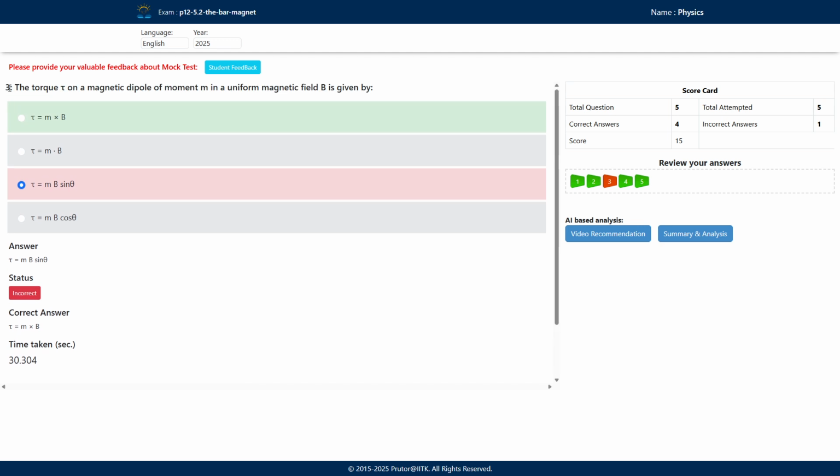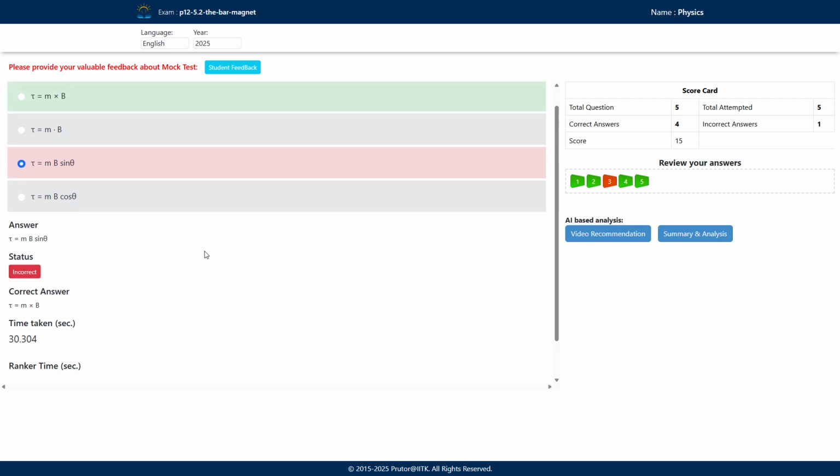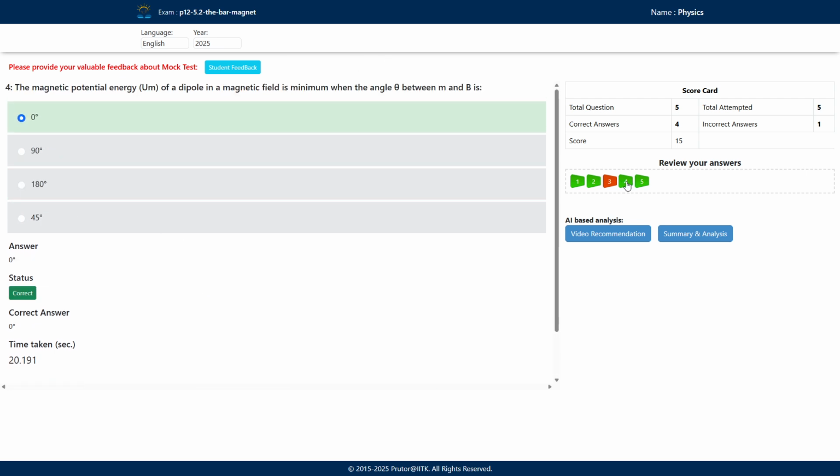Okay, it is m cross B, but this tau is not bold. So there is a misunderstanding. This tau should be bold for this m cross B. Otherwise, it is only the magnitude, m B sine theta. Okay, this is a confusion. Okay, other options are correct.